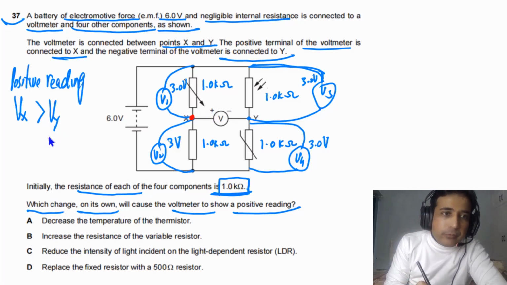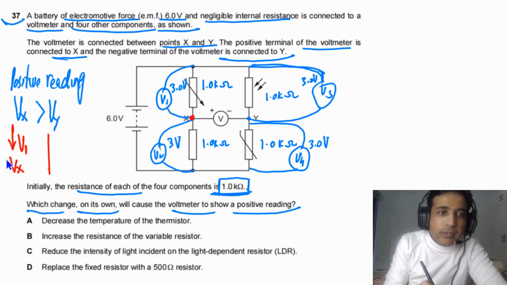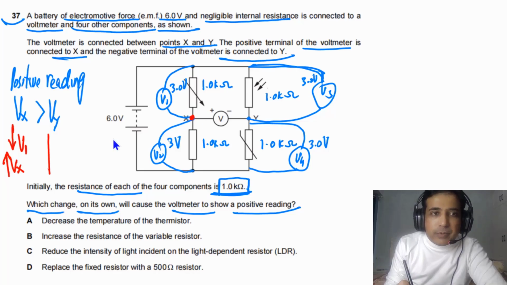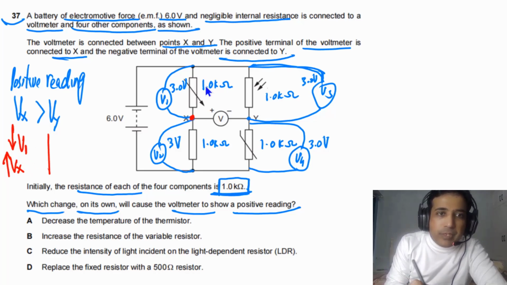So I will be writing here. We have two ways. One, if V1 goes down, then Vx will go up. So this will be more positive than this one. And this can be done if the resistance of this resistor goes down. So we can say if the resistance of this resistor goes down, then V1 will go down and Vx will increase. So this is one way.